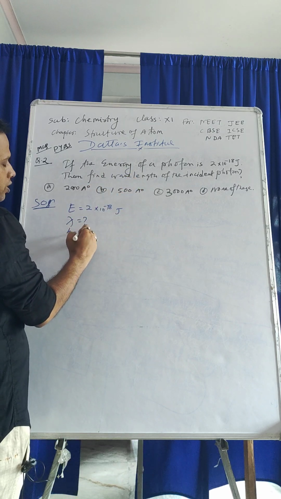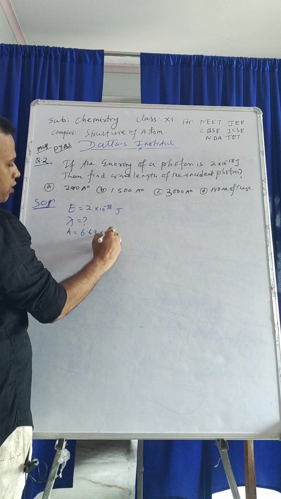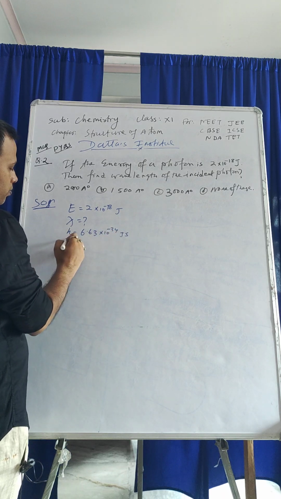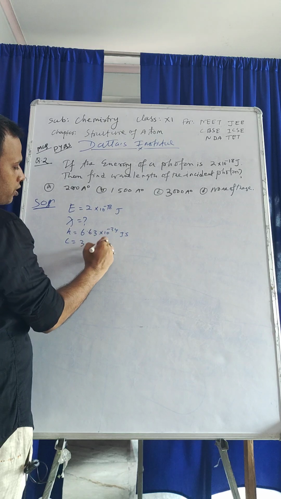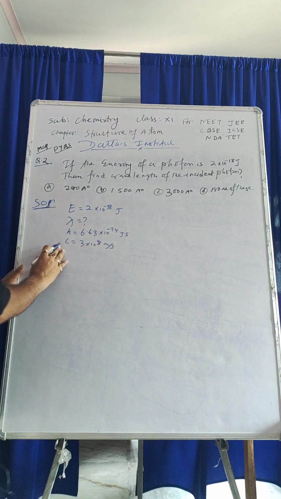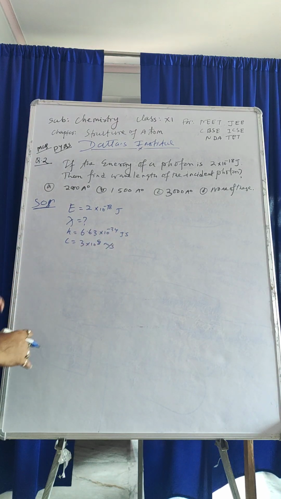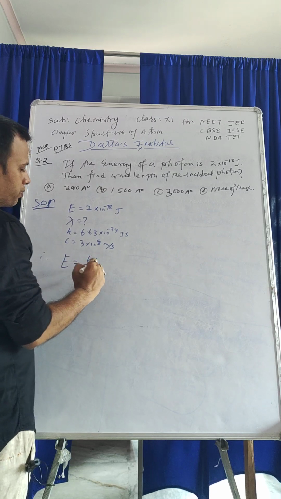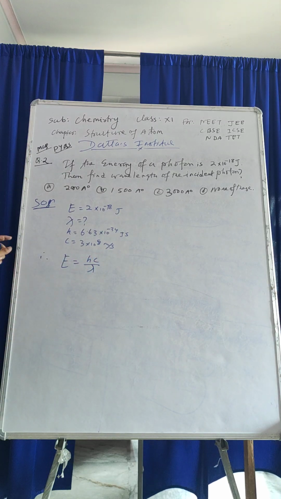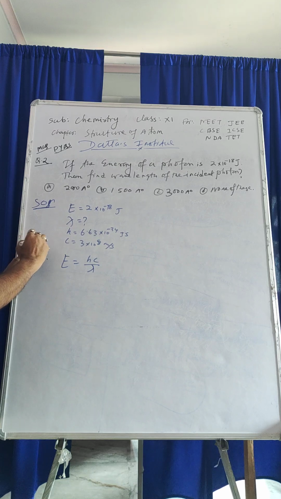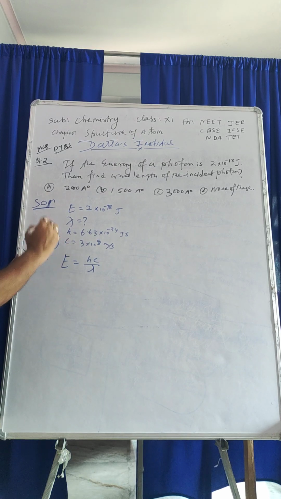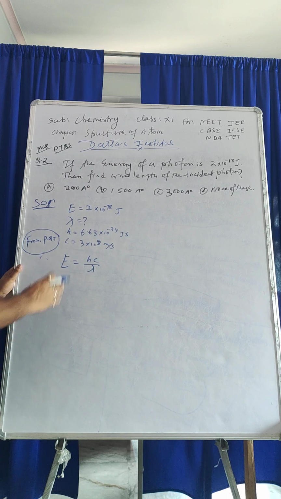Then h is what, sir? 6.63 into 10 to the minus 34 joule second as a system, and c is 3 into 10 to the power 8. This is the speed of light and the Planck's constant. So we know that energy is hc by lambda from Planck's quantum theory, PQT. We know that energy equal to hc by lambda.